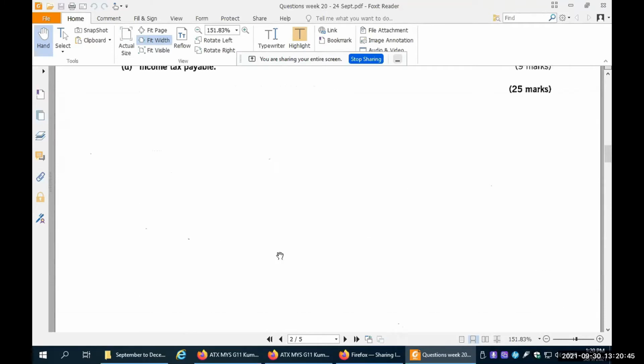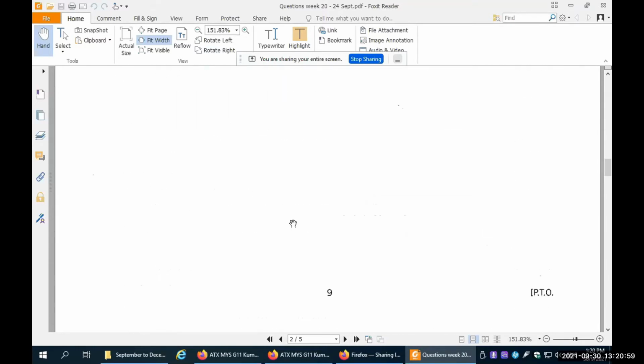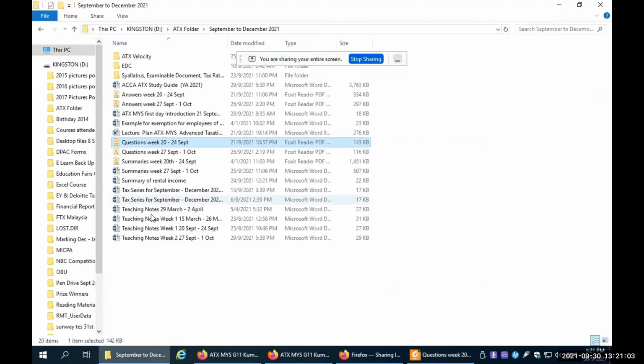Okay, so if this type of standard comes out, then you all should be very happy. But it's more towards exception compared to the norm. Okay, more towards exception compared to the norm. Okay, now you're looking at December 14, question 4.